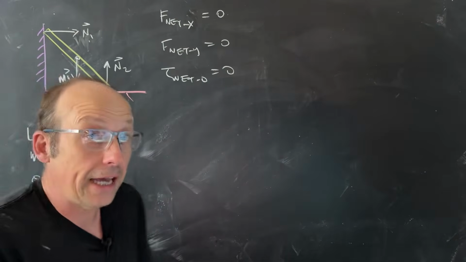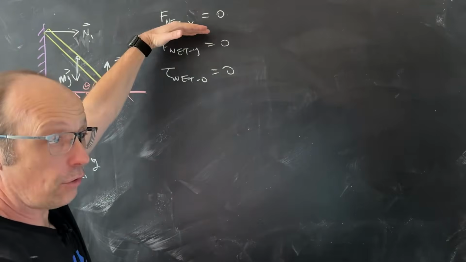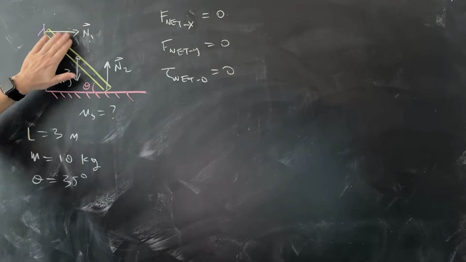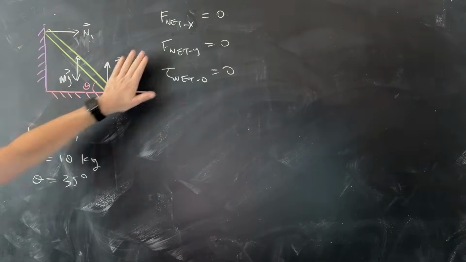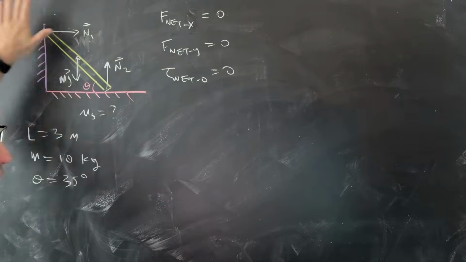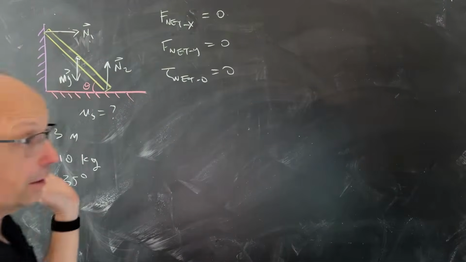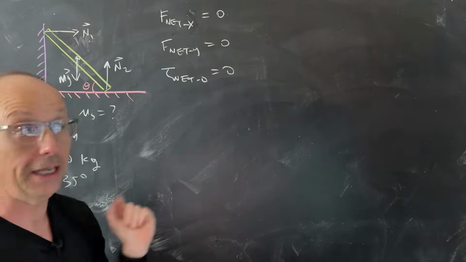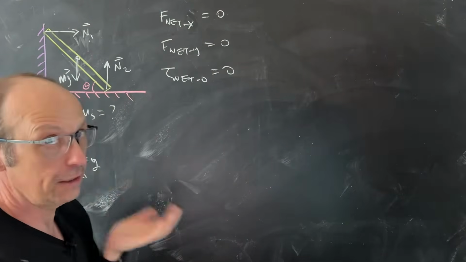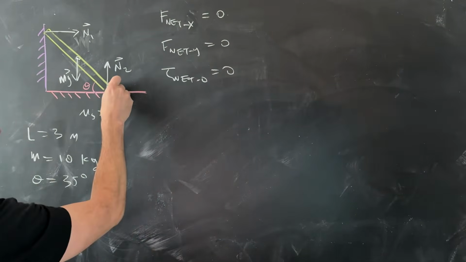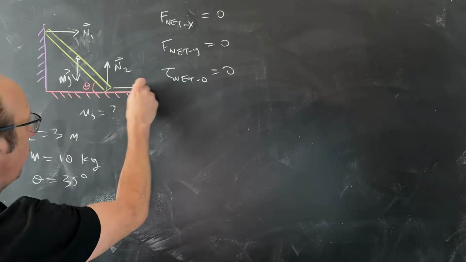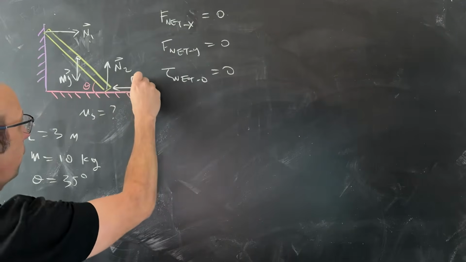You can see that already if I try to do F net x, I have a force in the x direction, N1, and there are no other forces here. So if this was just ice right there, the center of mass would accelerate that way, which we call slipping. Okay, so we don't want that. So there is another force. I'm going to actually put it right here, F friction.